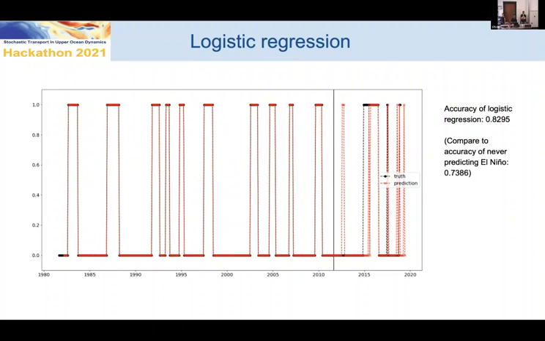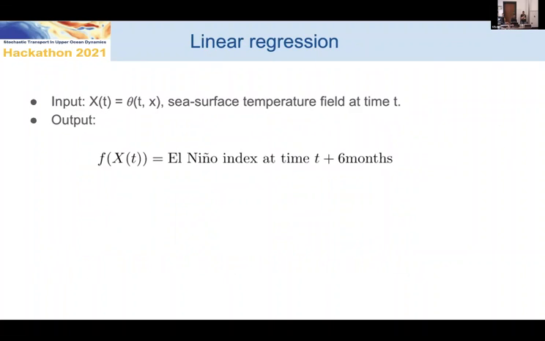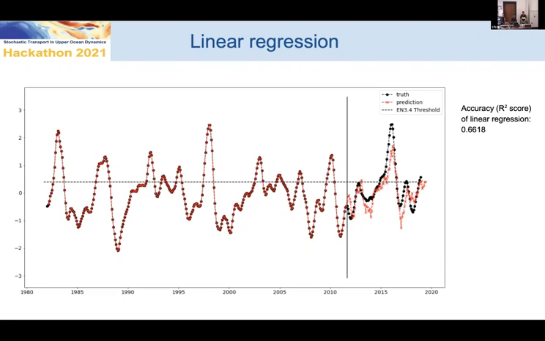So after logistic regression, the next logical thing to try is linear regression. We have a similar problem set up, but now we take the temperature field at time t, and we look at computing the El Nino index at time t plus 6. So we have a continuous output for the linear regression. And then we can plot the results of this as well. We see again on the training data, it's overfitting quite a lot. And then on the test data, it still does reasonably well, as we can see just visually from this plot.